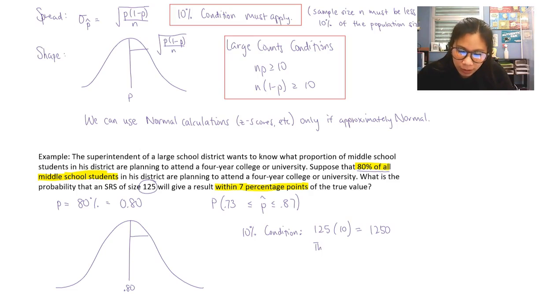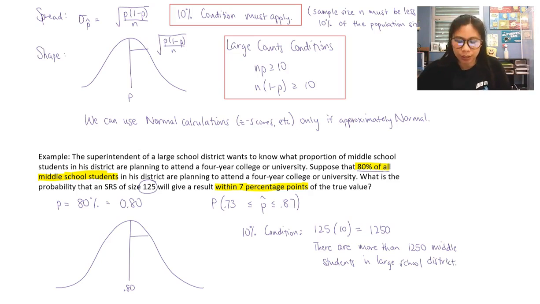Okay, so in words, I would say something like there are more than 1,250 middle school students in a large school district. So our 10% condition is met. Okay, so now we're allowed to find our standard deviation.